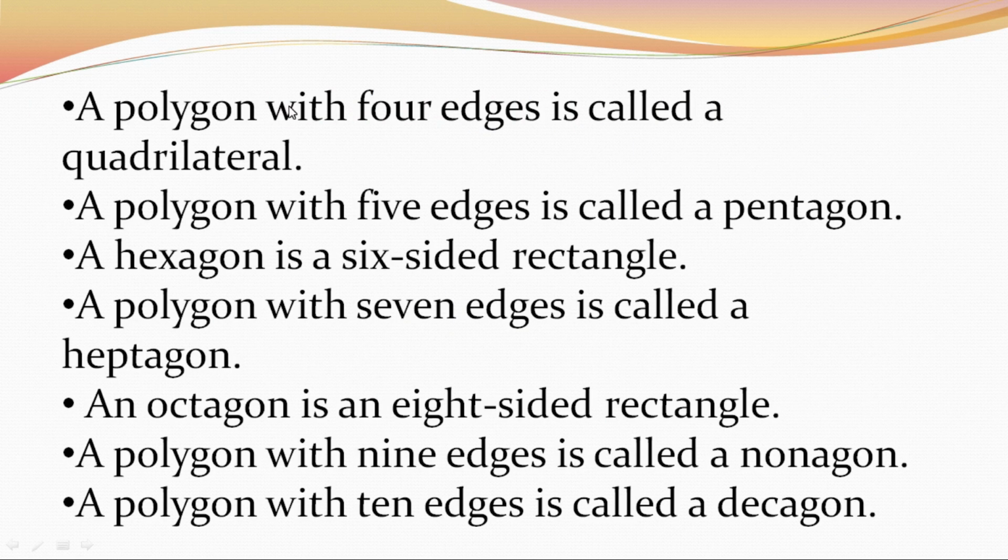Okay, a polygon with four edges is called a quadrilateral. A polygon with five edges is called a pentagon. A hexagon is a six-sided polygon. A polygon with seven edges is called a heptagon. An octagon is an eight-sided polygon. A polygon with nine edges is called a nonagon. A polygon with 10 edges is called a decagon.